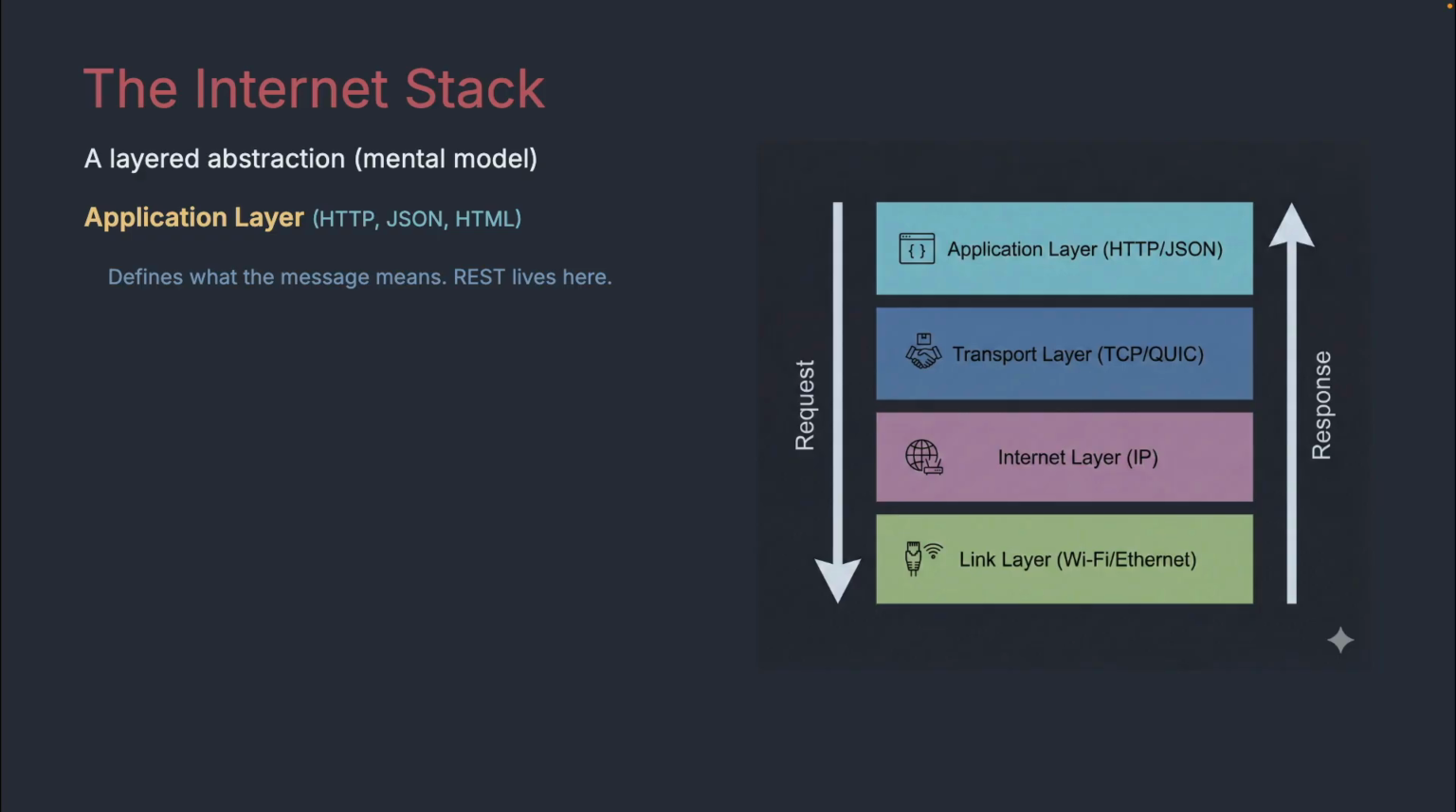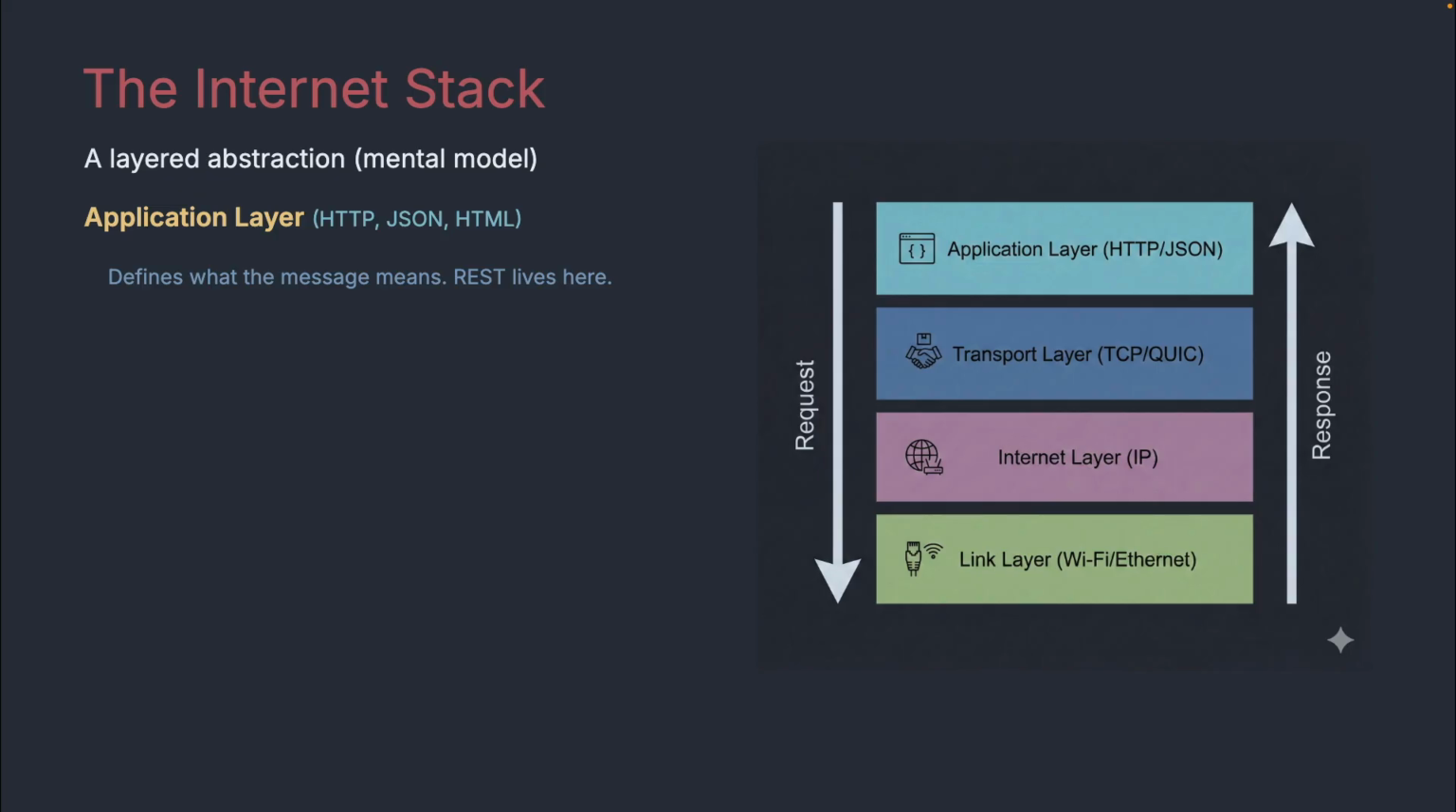At the top level, we have the application layer, where we have elements like HTML, like websites that we usually render, where HTTP lives, and JSON, where we can actually pull data in a JSON format. We've been seeing that for a while. And it defines what the message means, where everything lives.